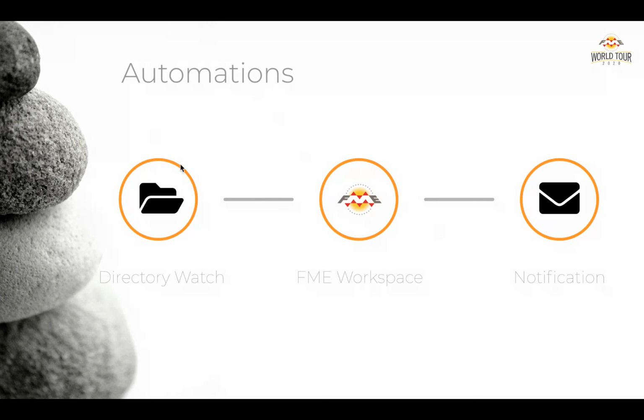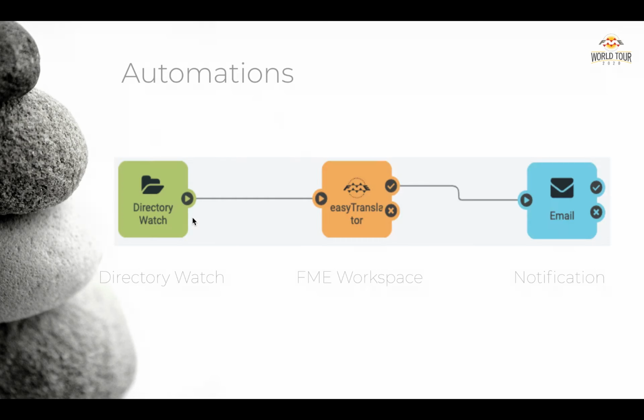One of the nice things about automations is that it can really simplify the way you think about these kinds of integrations. As you see on the slide here, we're just thinking: I want to watch a directory, I want to run a workspace, and then I want someone who cares about the results to be notified. That's really all it is, and the automations interface makes it really easy to understand that. There are only 3 types of tools available, which, if you're used to FME Workbench with hundreds of transformers and formats, should be pretty straightforward.